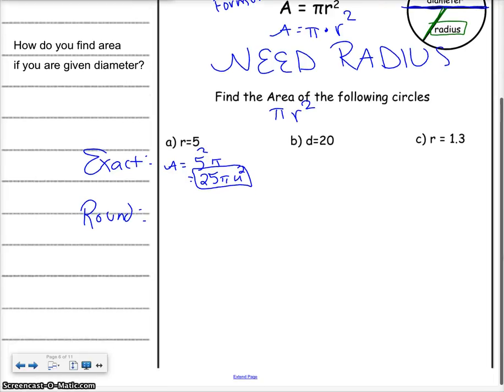Our rounded one would be 25 times 3.14. And notice I used my exact to help me with my round. So I went from exact and I knew pi was 3.14 and just kind of plugged that in. 25 times 3.14 is 78.5 units squared is the area of the circle.